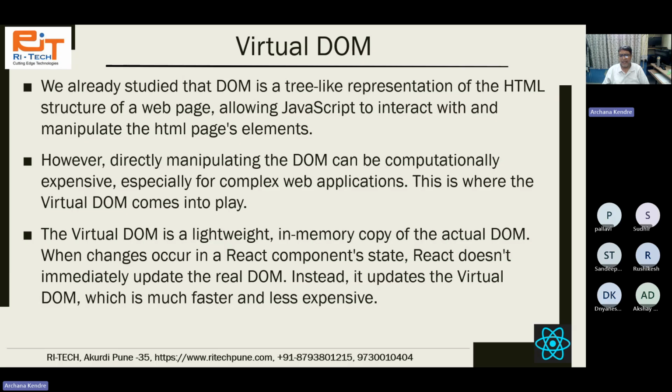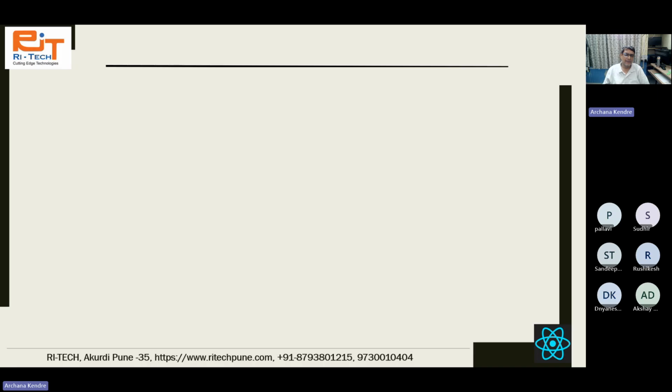When changes occur in the React component state, React doesn't immediately update the real DOM. तो कैसे काम करता है, तो React की कंपोनेंट की स्टेट के अंदर कुछ भी चेंजेस होते हैं तो डायरेक्टली रियल डॉम के अंदर अपडेट नहीं होते. React first updates the virtual DOM and then the virtual DOM is updated in the browser DOM. So updating the virtual DOM is much faster and less expensive. वर्चुअल डॉम को अपडेट करना ज्यादा फास्ट है और ज्यादा इजी है और लेस एक्सपेंसिव है.